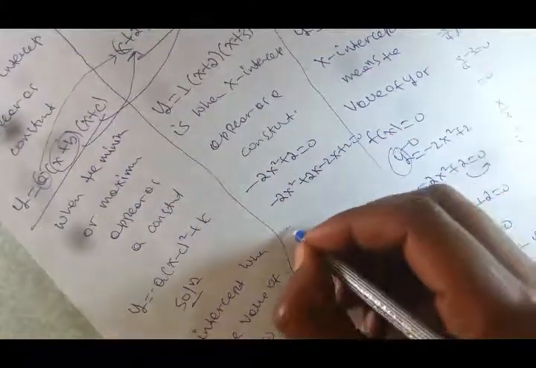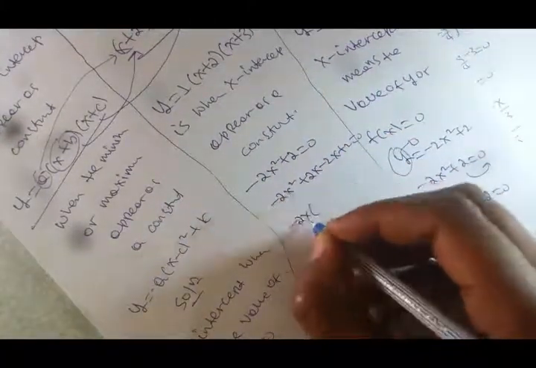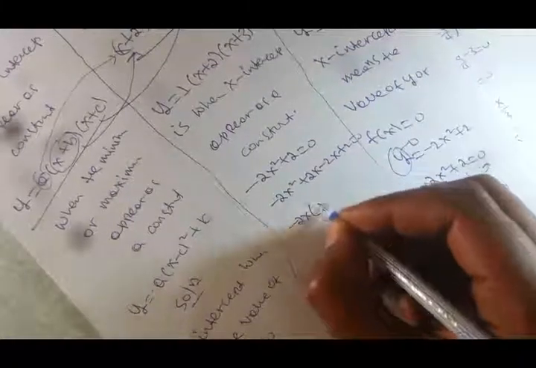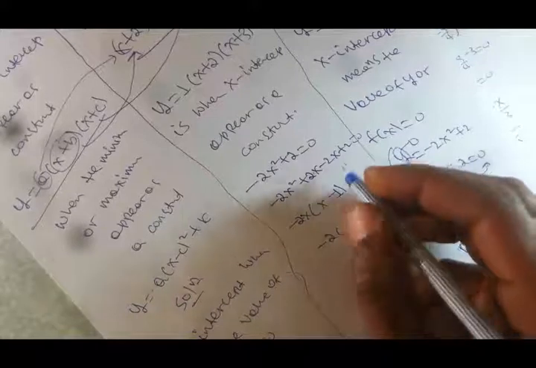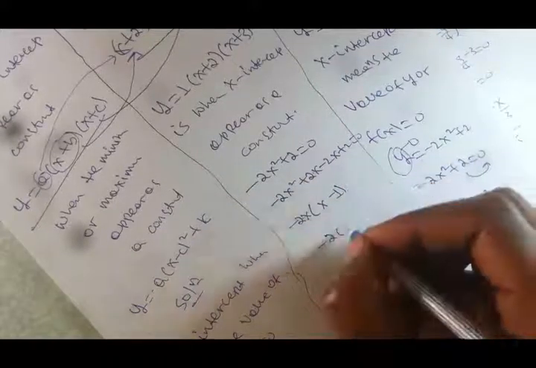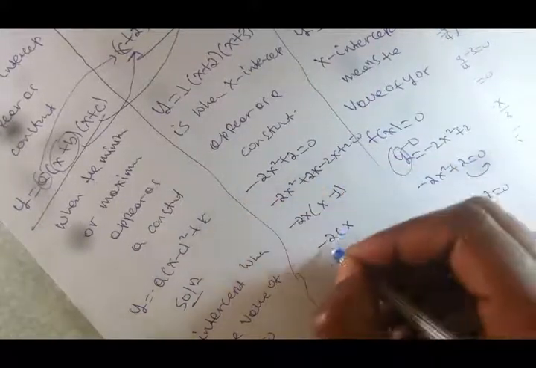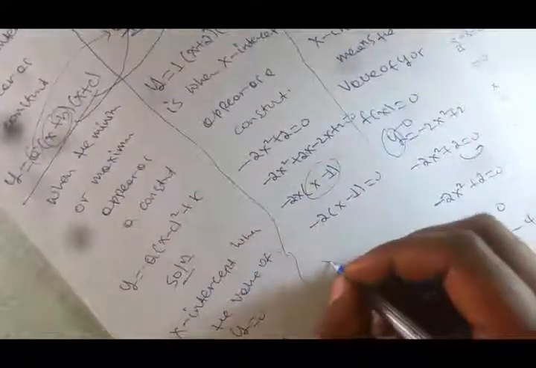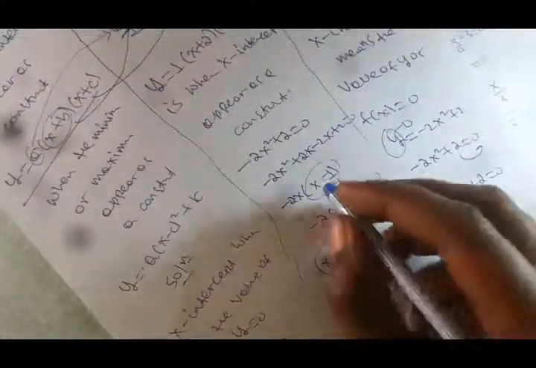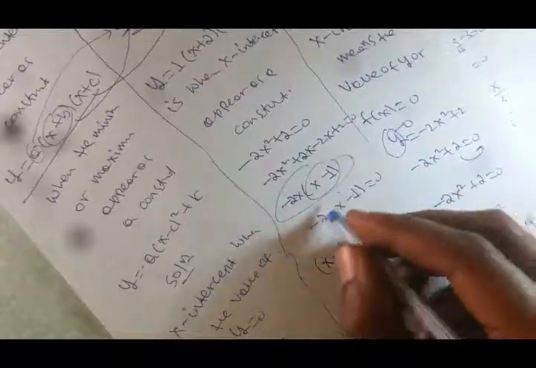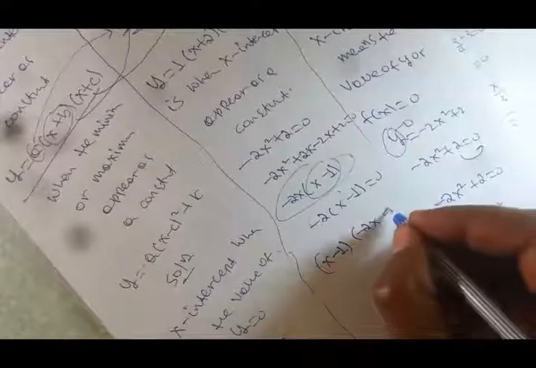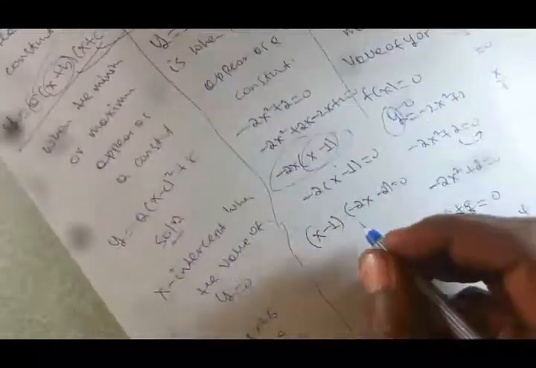Taking minus 2x common, when this is divided by this, x will be left. When this is divided by this, minus 1 will be left. Taking minus 2 common, minus 2x divided by minus 2, x will be left. Minus 2 divided by minus 2, minus 1 is equal to 0. Taking x minus 1 common, when this whole number is divided by x minus 1, negative 2x will be left. And when this number is divided by this, minus 2 will be left. It is equal to 0.